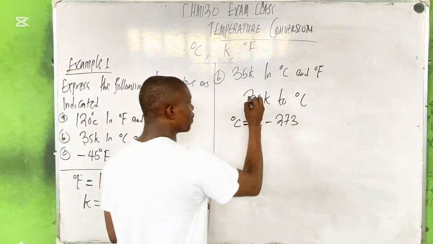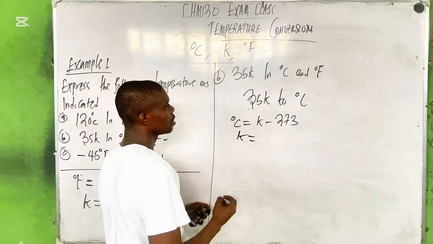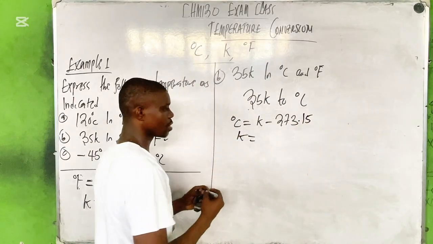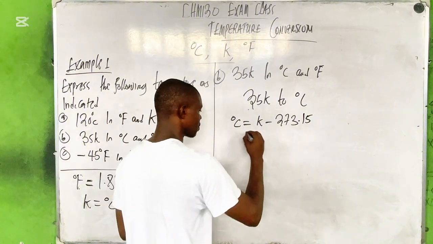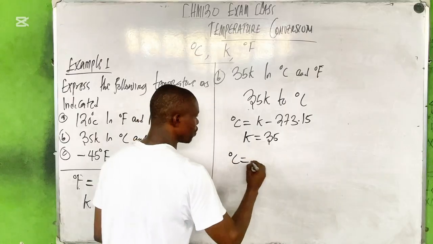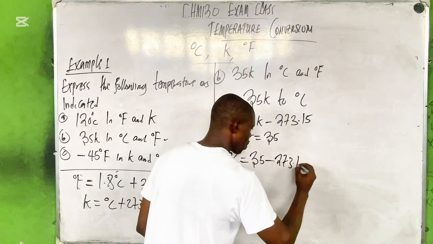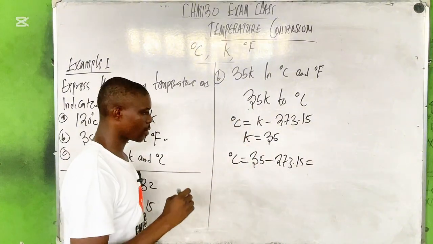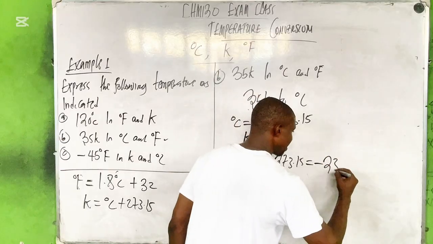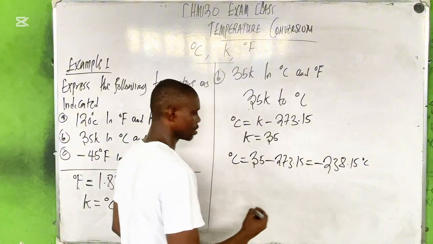So then you put this here. My Kelvin is equal to 35, and the constant is 273.15. So here we have 35 minus 273.15. What is the answer? Minus 238.15, right? Degree Celsius, right? Good.